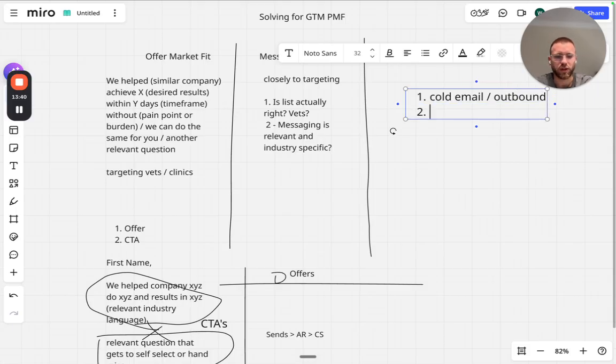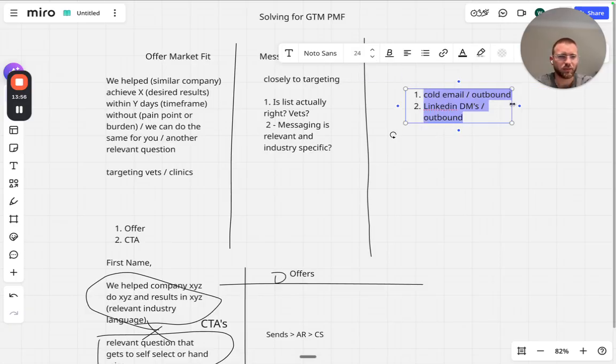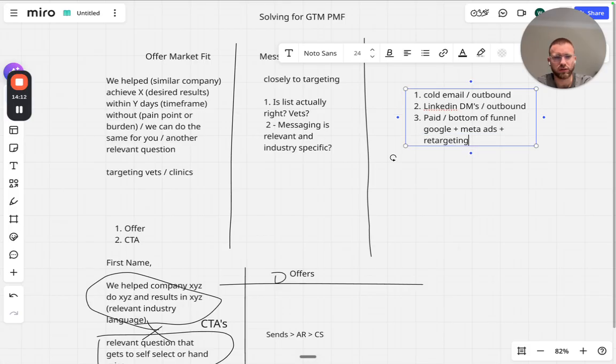Then once you solve for that, typically the next step is taking that to LinkedIn DMs. It's still cold outbound, an outbound motion, and they typically read the same, right? Cold email, LinkedIn, somewhat similar. Then from that, you can scale that up to paid. So this could be bottom of funnel Google, plus Meta ads plus retargeting.